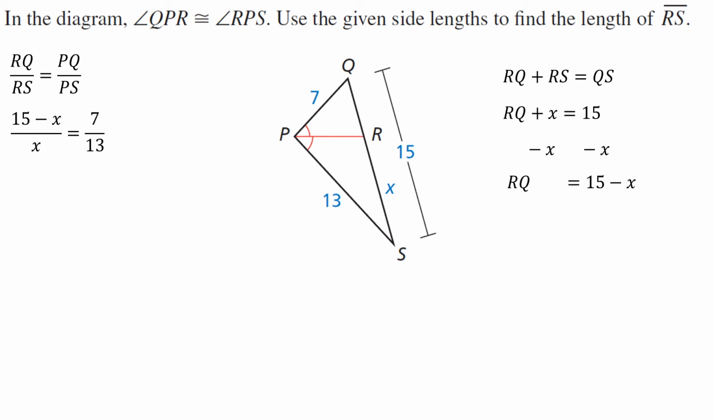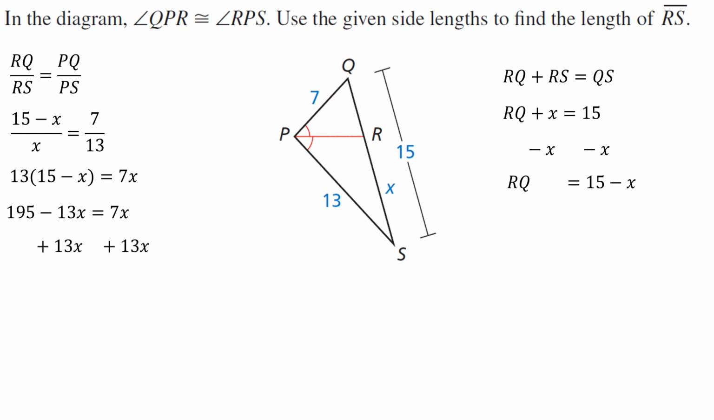Once we get our proportions set up, we do what we've been doing for the past few lessons. We cross multiply. It looks like I use the distributive property. Now, if there's an x squared, I'd try to set it equal to 0 and factor. But I don't see an x squared, I just see x's. So let's isolate the variable then.